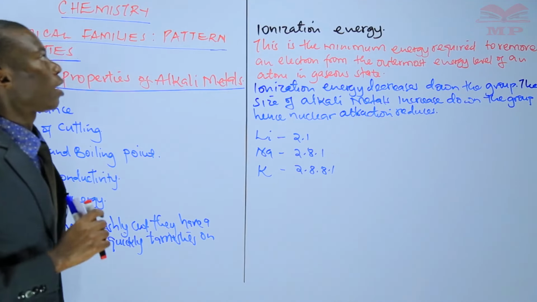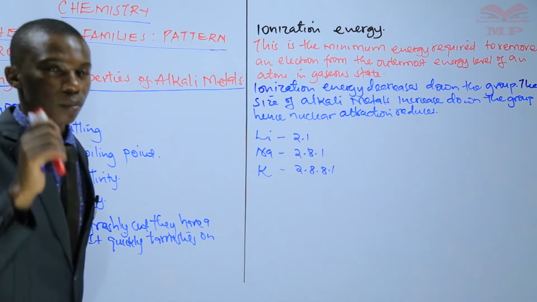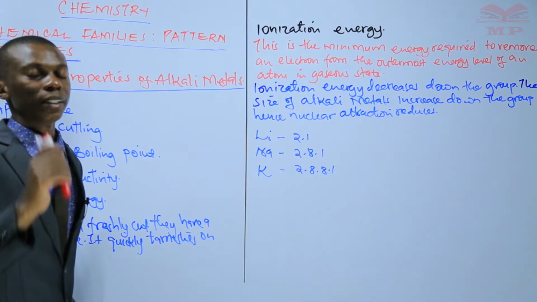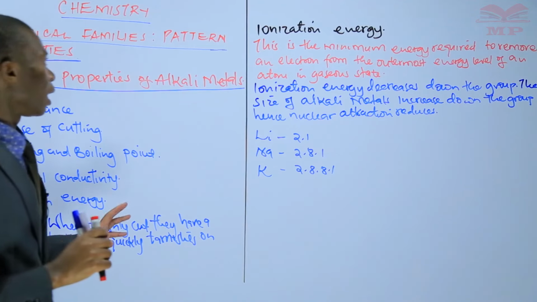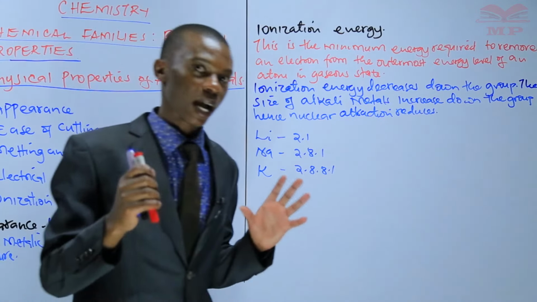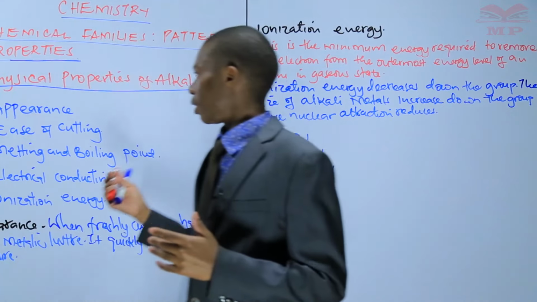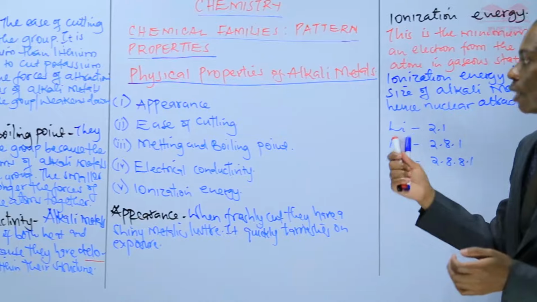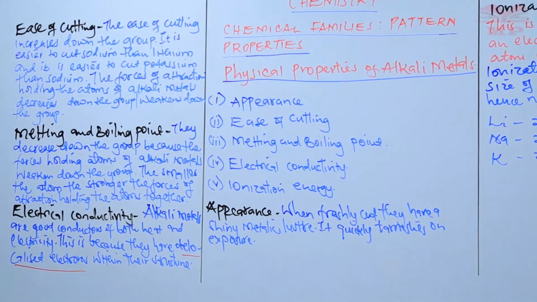So don't forget that ionization energy is the minimum energy required to remove an electron from the outermost energy level of an atom when that atom is in gaseous state. And those are our physical properties of alkali metals. Maybe to go through them once again, there were 5. There's appearance, ease of cutting, melting and boiling points, electrical conductivity, and ionization energy.